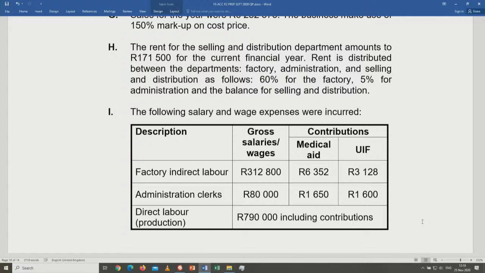What did I say? Divide by what you have times what you want. What do you want? You want the 60% of the factory. So take your 171,500 divided by 35, that's what you have, times what you want. We want 60%, right? Okay, let's do that.